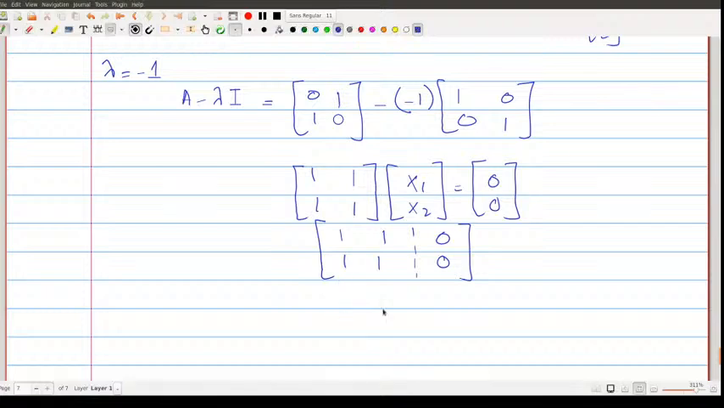This is just the same equation. This equation is saying x1 plus x2 equals 0. This is also saying x1 plus x2 equals 0.